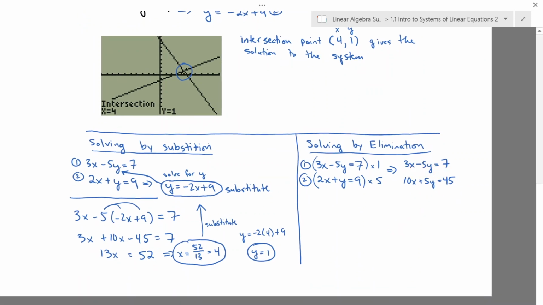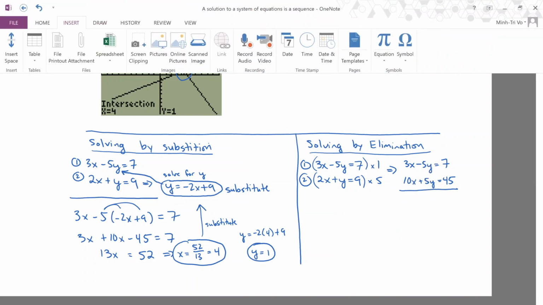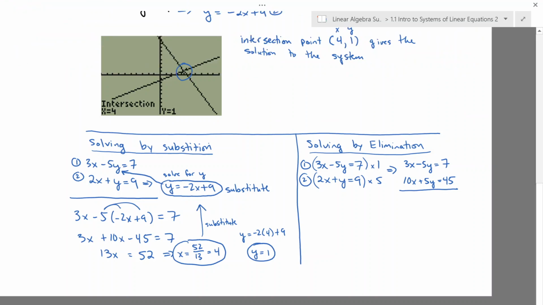Okay, so this is my new system. This is a minus 5, this is a plus 5. Right, so now I add going down. Right, so then minus 5y plus 5y, that cancels out. Right, so that cancels.